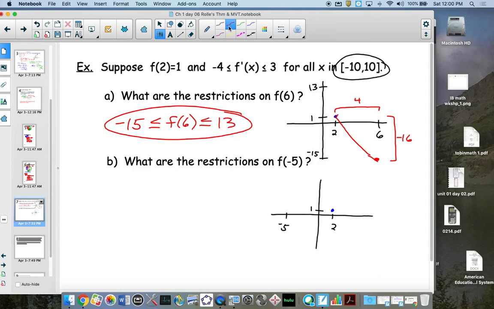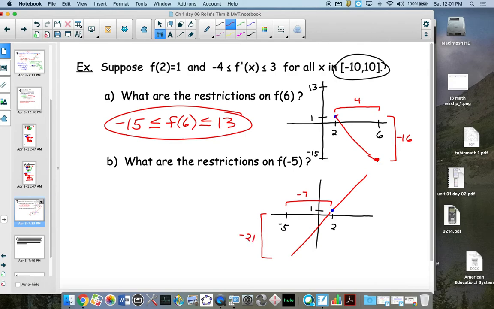If we have a slope, like the greatest the derivative could be is 3, which means it would be going up as we go to the right. But then as we go to the left, it would actually be going down. So the lowest that this could go, if we moved 7 units to the left, the most that this could go down would be 7 times 3, 21 units down.